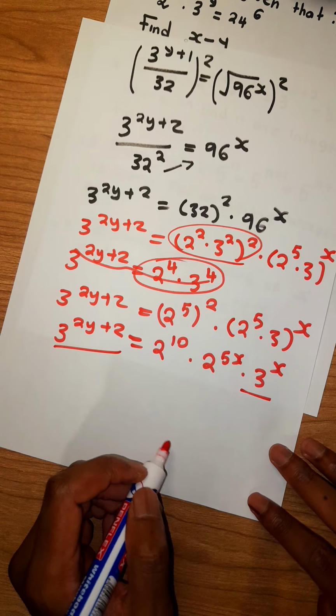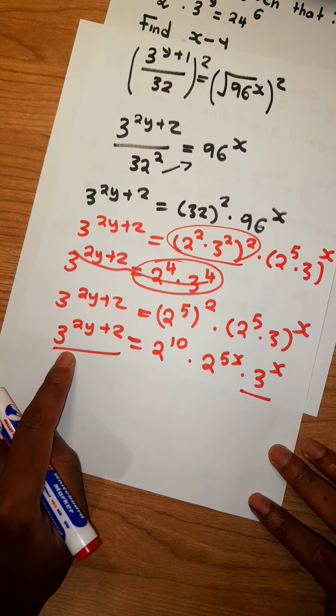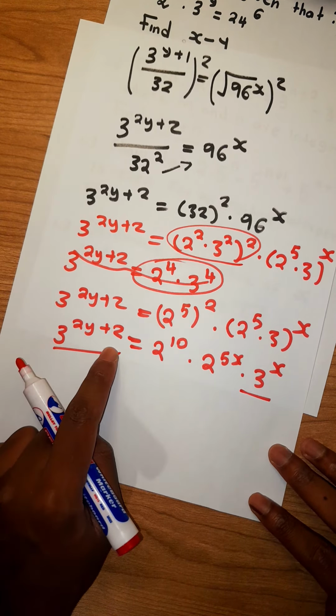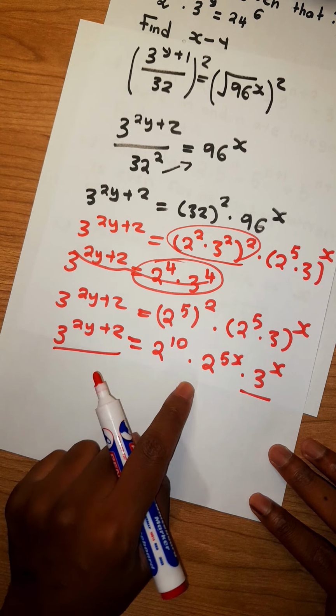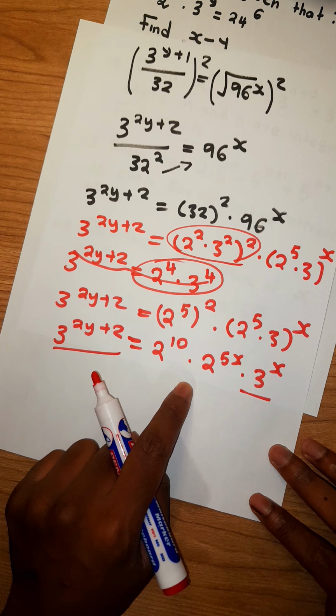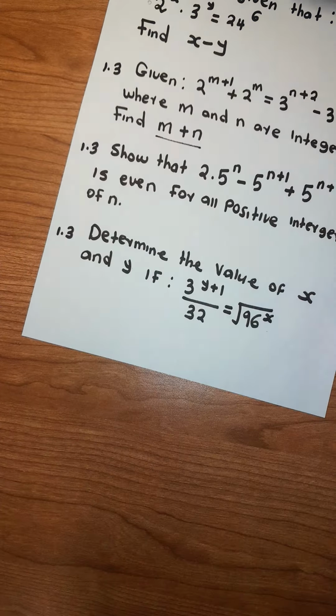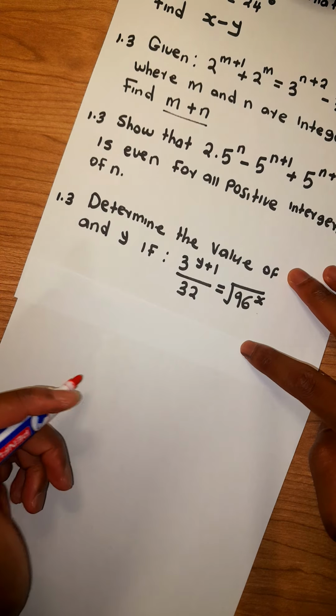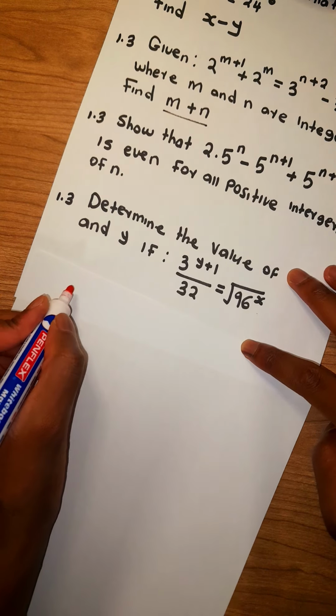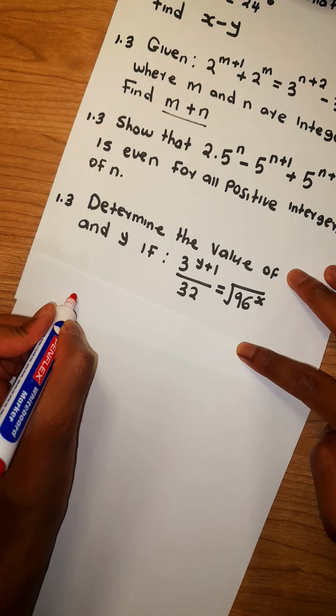What are we actually left with? Because we're having 3 to the power 2y plus 2 equals 2 to the power 10 equals to, oh, no. I've actually messed up, guys. There's no way of solving that question when I get to that point. No, let's actually redo this question. By the way, I've never answered this question actually.